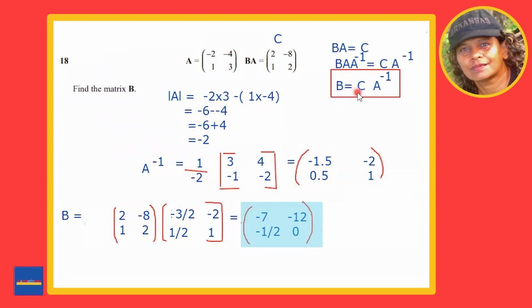We know that B is equal to C times A inverse. So we have C, which is 2 minus 8, 1, 2. And we have A inverse, which I'm going to write in terms of fractions to make it easier for us. That's minus 3 over 2, minus 2, half, and 1. Then we do the usual matrix multiplication: 2 into minus 3 over 2 plus minus 8 into half to get minus 7. 2 into minus 2 plus minus 8 into 1 to get minus 12. 1 into minus 3 over 2 plus 2 into half to get minus half. And 1 into minus 2 plus 2 into 1 to get 0. So this is our final answer for the matrix B.